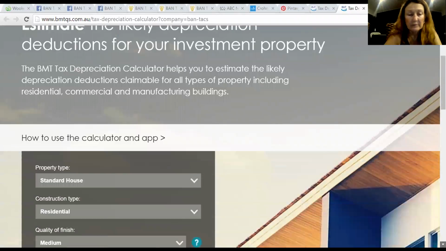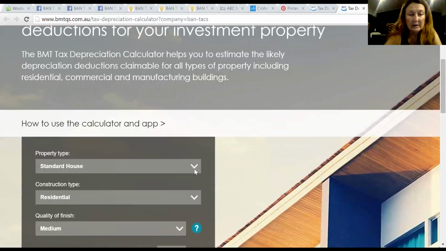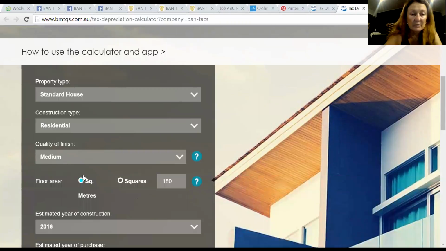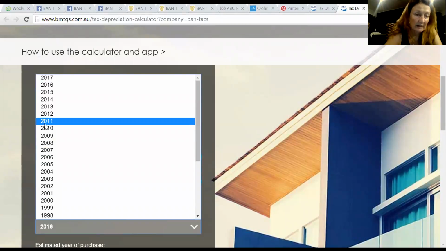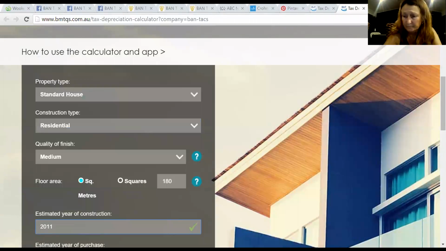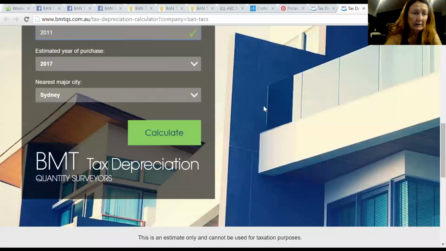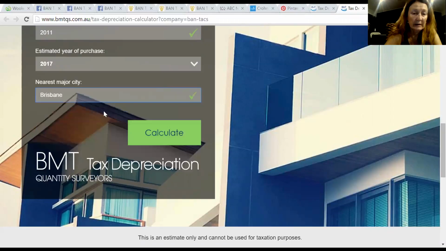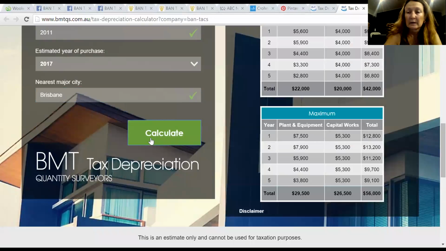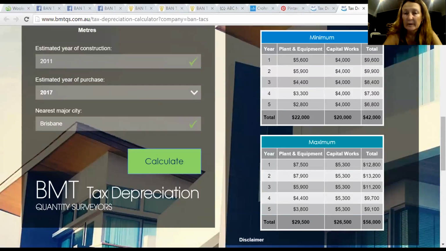It's a very simple, basic calculator. So we're going to say standard house, residential, medium quality finish, 180 square metres. Estimate year of construction was, say, maybe 2011, that'll do. And Brisbane. Okay, calculate. Now over here, it gives us a minimum and a maximum.